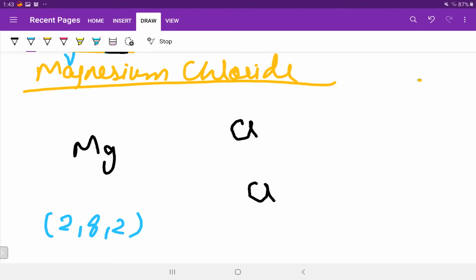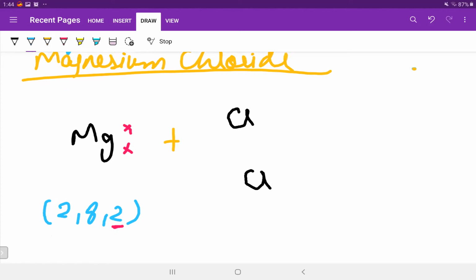So now how many electrons is it having in the outermost shell? It's having 2 electrons, isn't it? Yes. So it's having 2 electrons in the outermost shell. So we'll make 2 crosses here. Okay, then we'll put an addition sign because they both are reacting with each other.